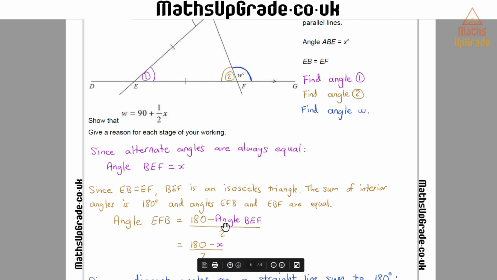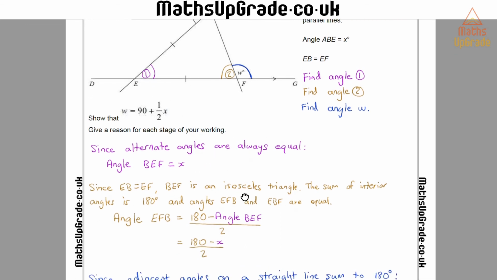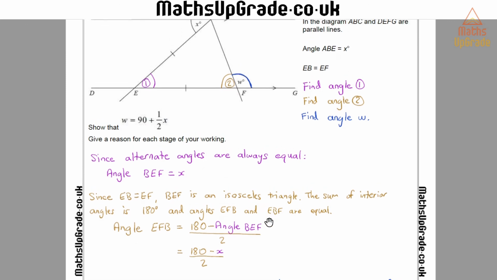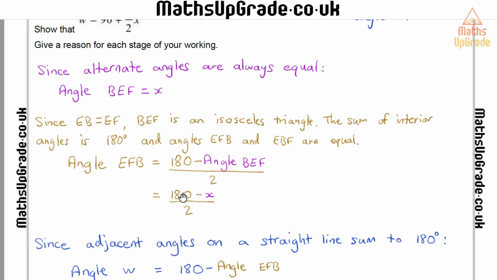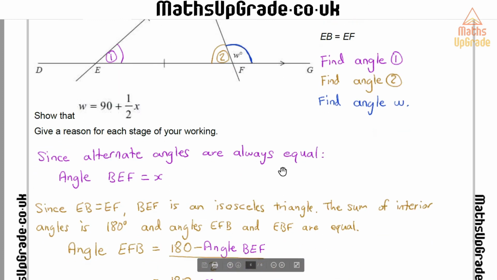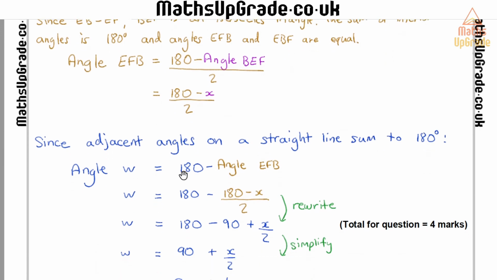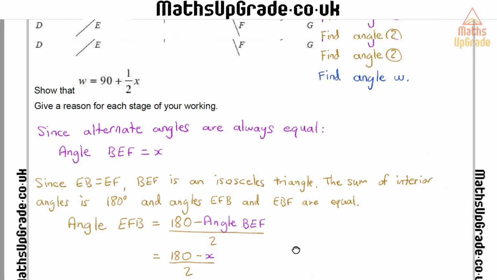So that would give me 180 minus x, divided by 2, because this angle is x, remember. And that's all I can find for angle EFB. I have to leave it in that form. It's in a bit of a funny form, but that's how I have to leave it. Now I'm going to find angle W. Angle W is related to angle 2 since they're both adjacent angles on a straight line, so they must sum to give 180 degrees. Because they sum to give 180 degrees, I can say that angle W is 180 subtract angle EFB.